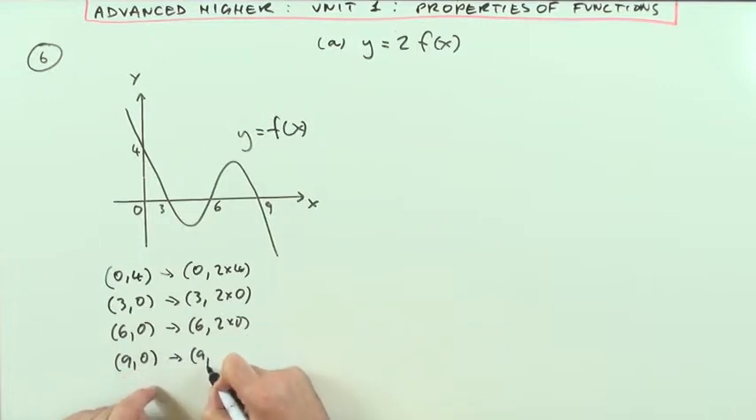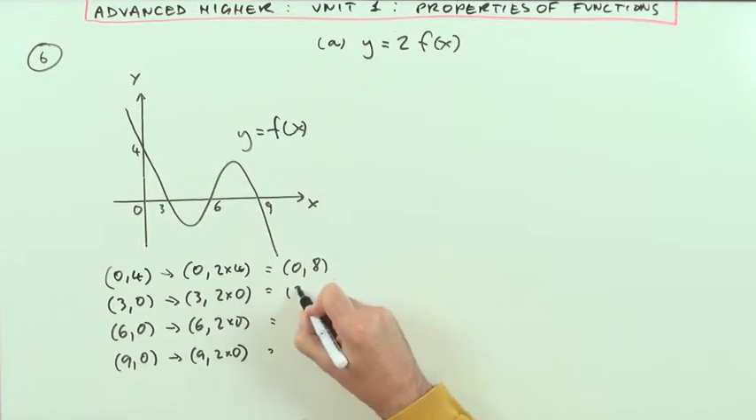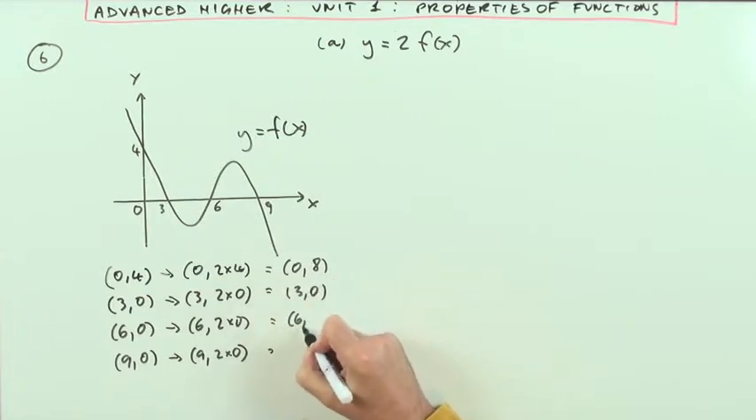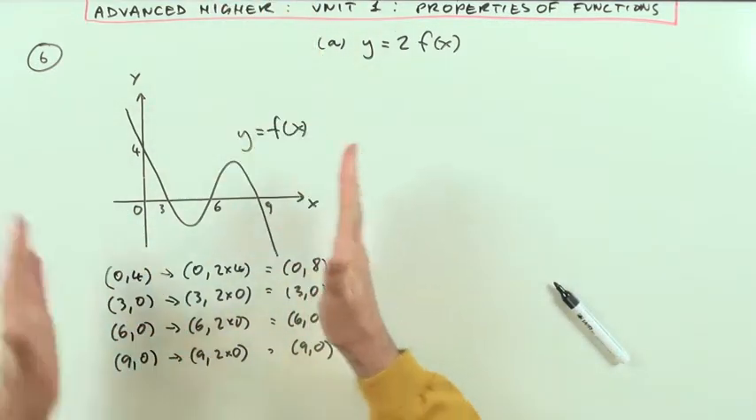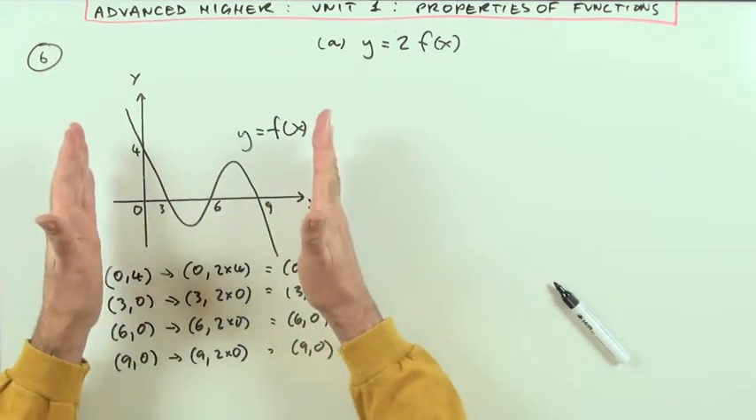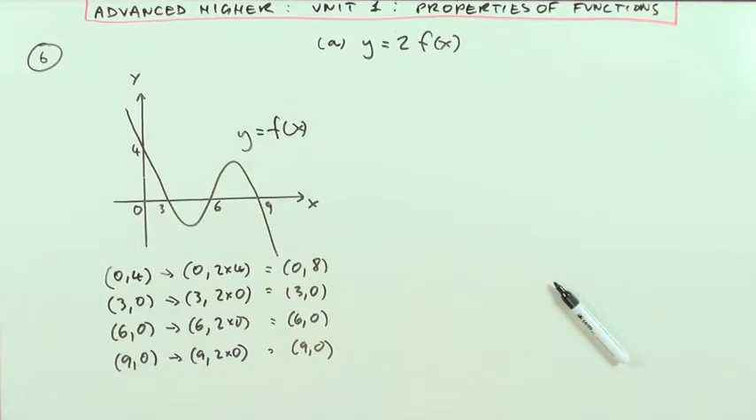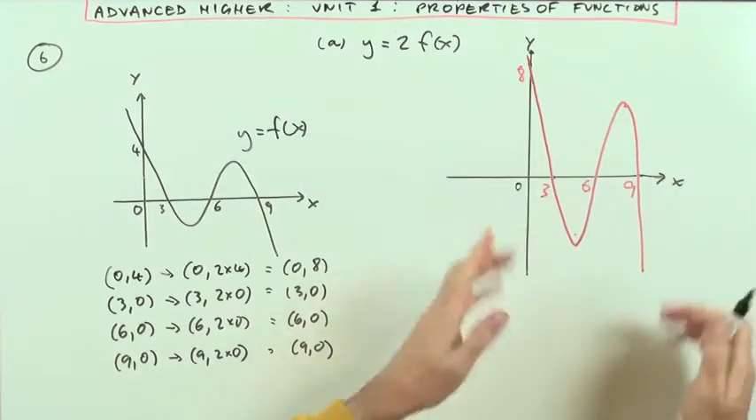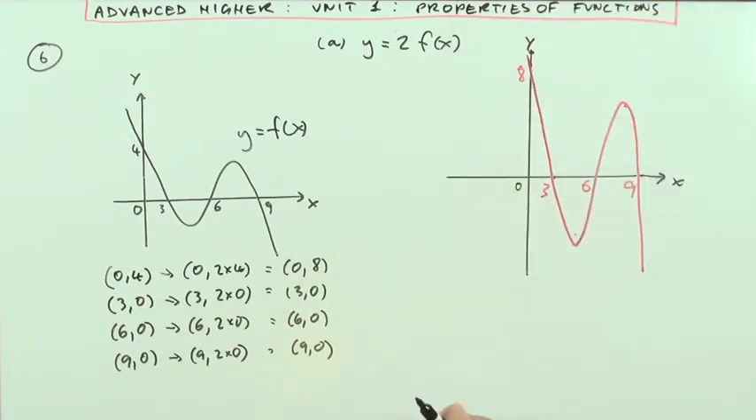This is a bit tedious. Still at 9, the answer will be 2 times what it was to begin with, which means the new answers are going to be 0, 8, 3, 0, 6, 0, 9, 0. In other words, the graph is simply going to stretch to twice its height without moving at all sideways or deforming at all sideways. Like this. It's the same in the x direction, but stretched to twice the amount in the y direction.